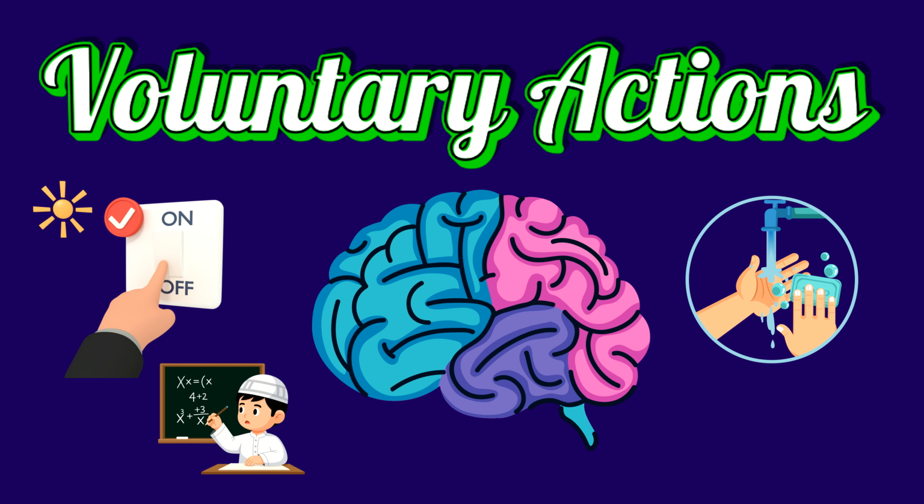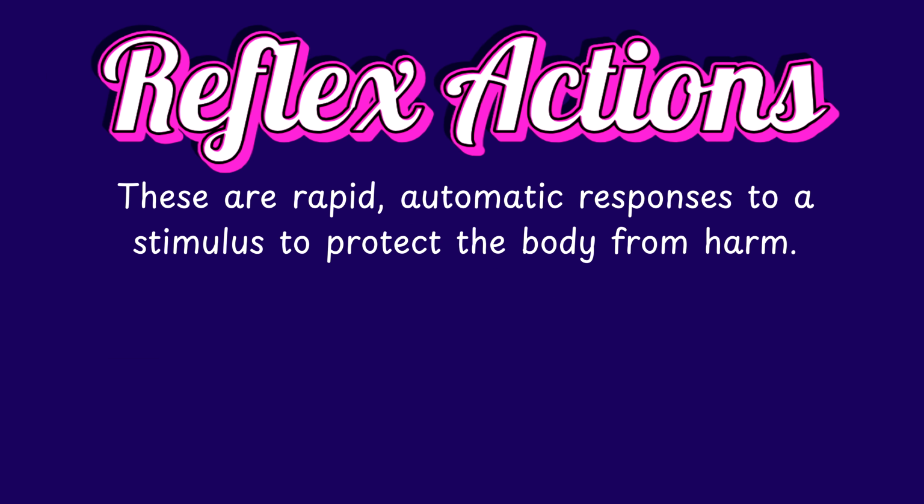Lots of our responses are coordinated by the brain. For example, turning on a light switch, writing in your book or on a board, washing your hands at a tap. You thought about those actions and you volunteered to do them, and so that is why they are considered to be voluntary actions. There are certain responses and actions you do not want to be thinking about, and these are what we call reflex actions.